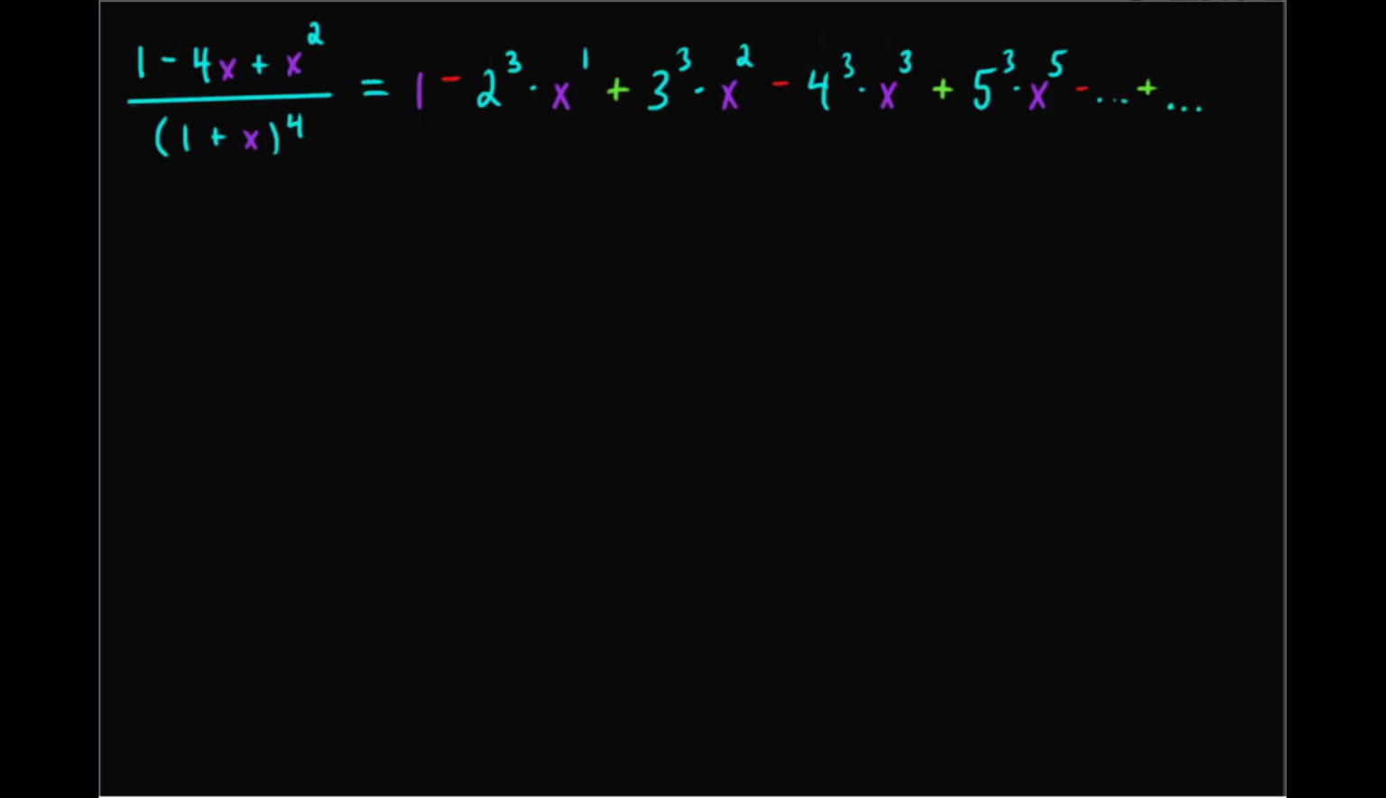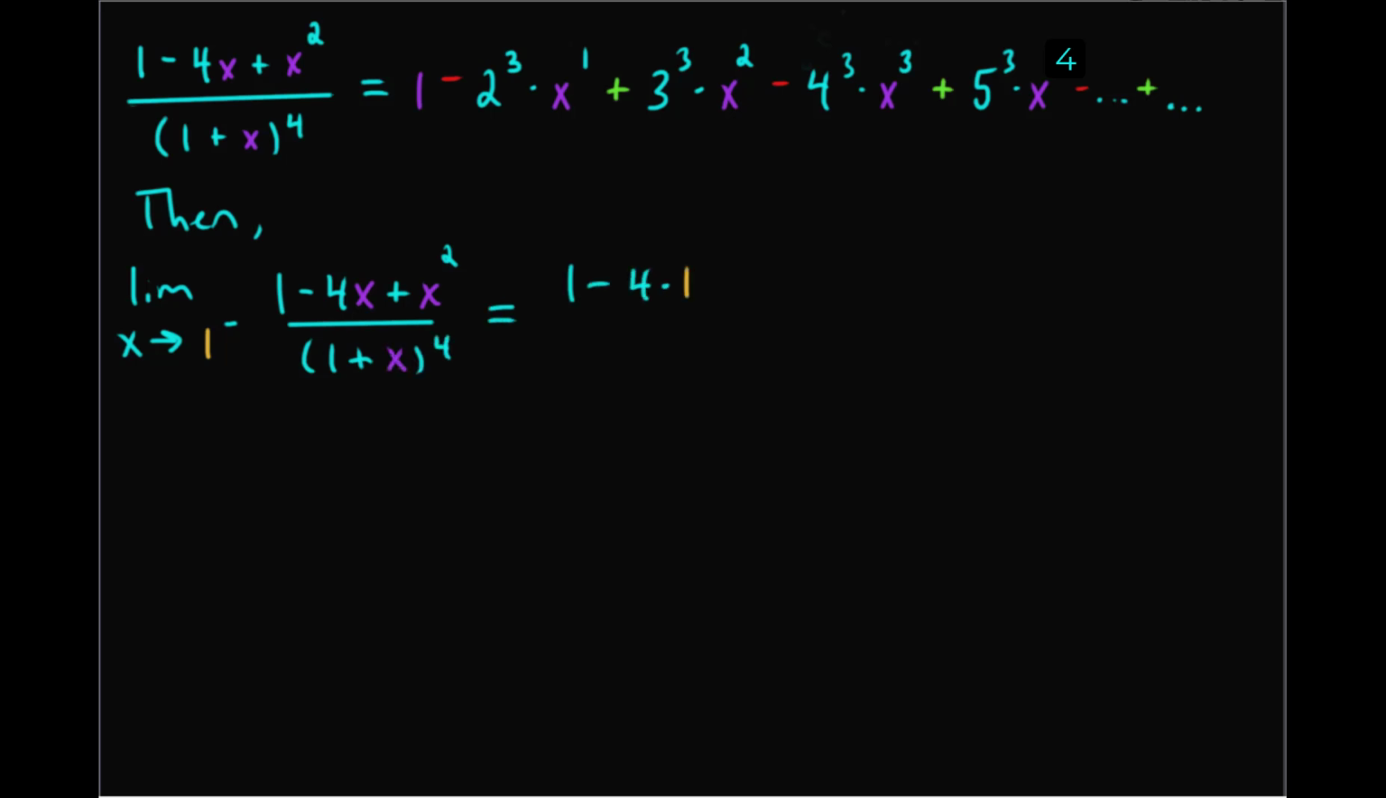We take the limit as x approaches 1 from the left of the function 1 minus 4x plus x squared all over the quantity 1 plus x to the fourth. And so we find that this limit equals 1 minus 4 times 1 plus 1 squared all over the quantity 1 plus 1 to the fourth. And this equals negative 2 over 2 to the fourth, which is negative 1 over 8.